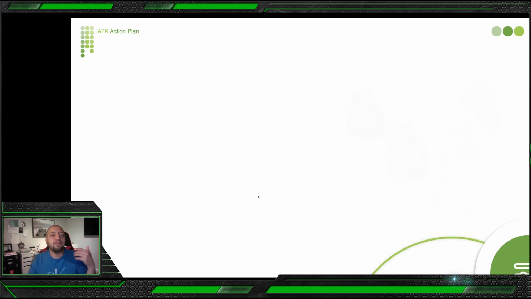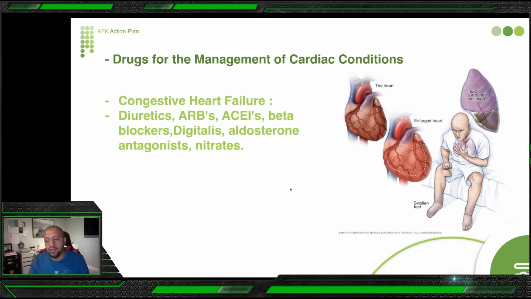Okay, and then the last condition, which is congestive heart failure. This patient has a history of angina, a history of myocardial infarction, and his heart cannot pump. So you see in your patient's clinical picture, which is honestly very sad, he has swollen feet. You see this vein here is very prominent. He cannot breathe easily. It's very hard for your patient.